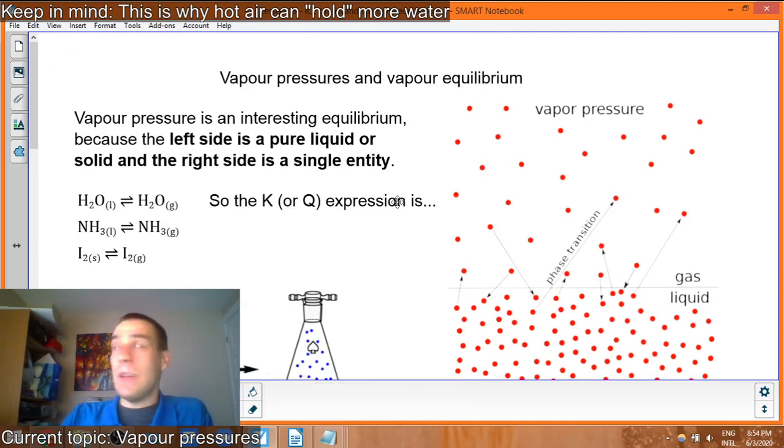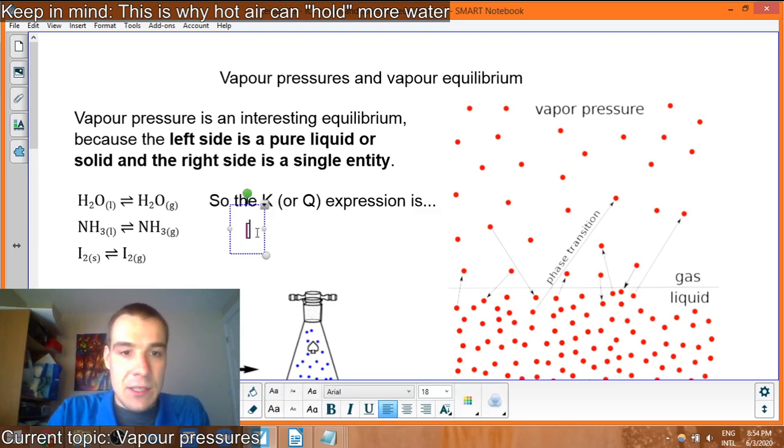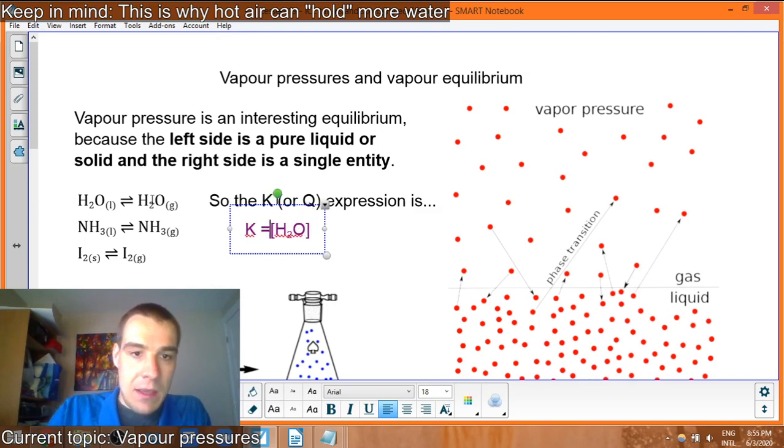The cool thing about this equilibrium is that the expression of K or Q is very, very simple. Because on the left side, you've always just got a liquid or a solid. On the right side, you've got a single gas. It's always a single gas on one side and a single liquid on the other. And so the expression is always exactly the same. For water, for example, it's just going to be H2O, the concentration of H2O. K equals just the concentration of H2O. For the ammonia, it's literally just going to be the concentration of ammonia.